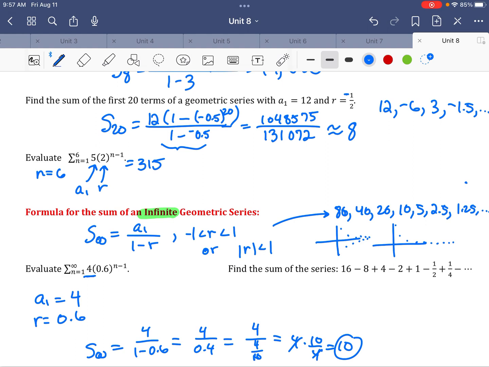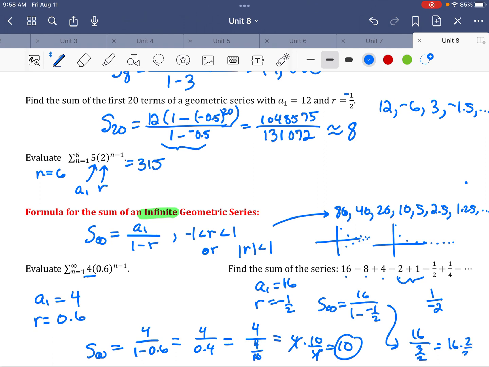All right, so this series right here, let's see what's going on. 16, -8, 4, -2. So I can take any of these numbers and divide them to find my R value. I know my first term is 16, that's easy, but I need my R value. So let's just take these two. Let's take 1 and divide it by -2. So there's my R value. So my sum to infinity is 16 over 1 minus -1/2. So that would be 16 over 1 plus 1/2. So that's 1.5 or 3/2. So I get 16 times 2/3. So I get 32 over 3.